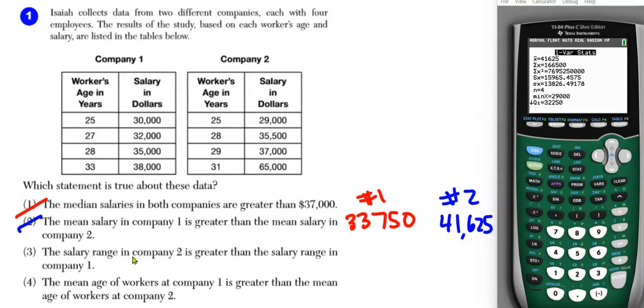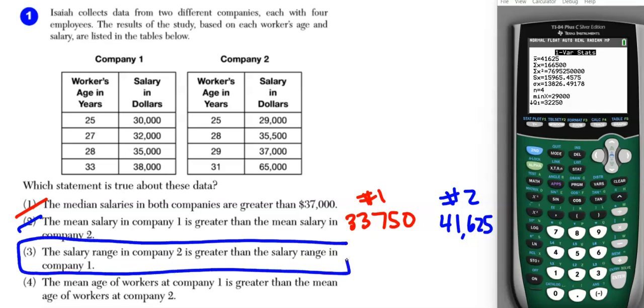The next question asks us about the range. It looks like company number 1 goes from 30 to 38, so that's a range of 8,000. And company 2 goes from 29 to 65, which is much bigger than 8,000. So the salary range in company 2 is greater than the salary range in company 1 is definitely true. In order for me to answer question number 4, I'd have to enter the workers' ages into my stat edit list.